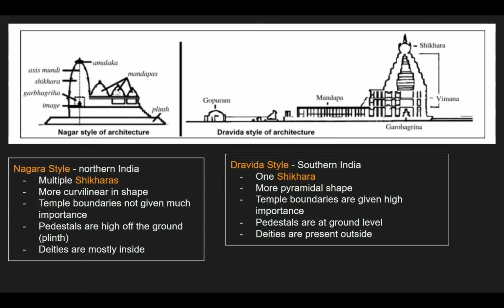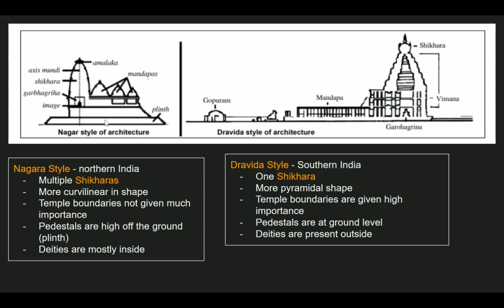And the Nagara style will have multiples of these. One may be larger, but will have multiple. Whereas with the Dravida, there's one focus on one Shikara. The Nagara is more curvilinear in shape, versus the Dravida, which is much more of this pyramid shape. I think of this step pyramid. There's not so much of an emphasis on the boundaries of the temple with the Nagara compared to the Dravida. They'll have a surrounding thick wall. So the boundaries are given high importance.